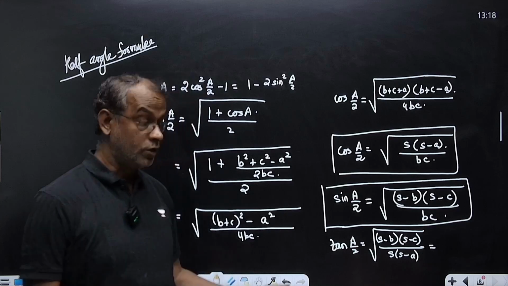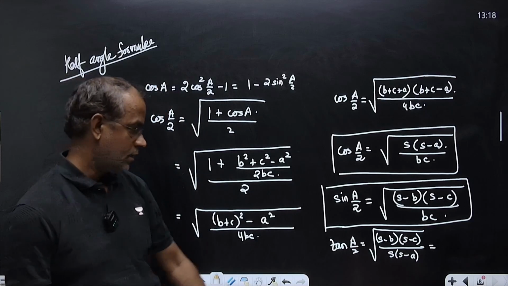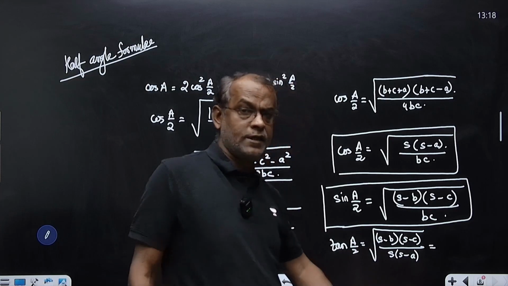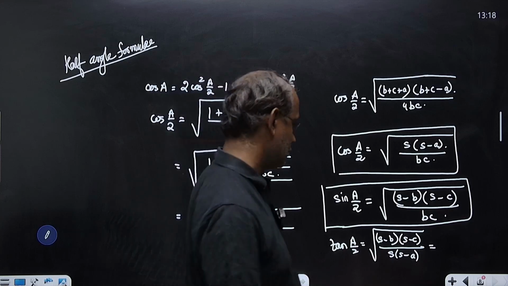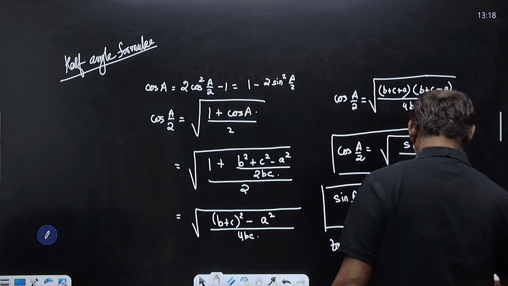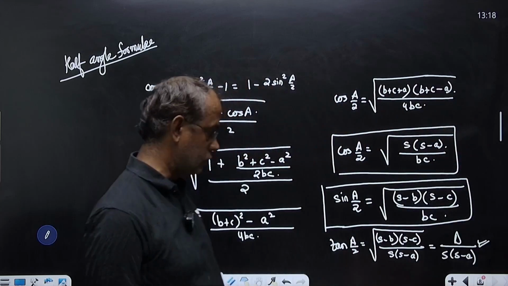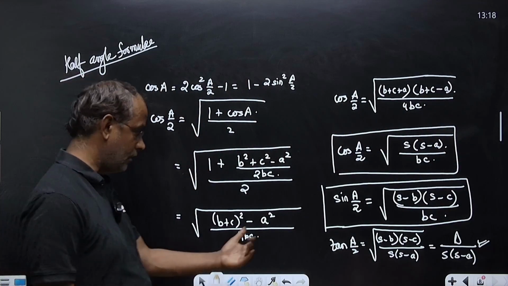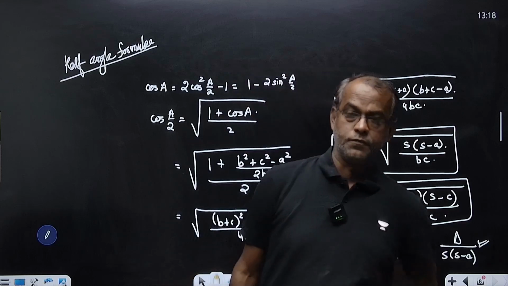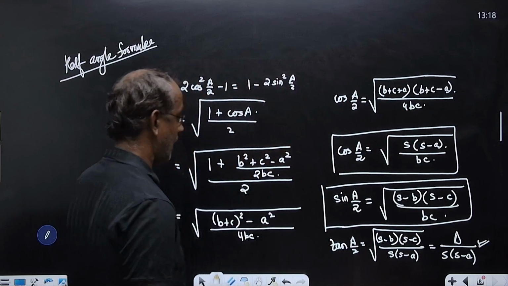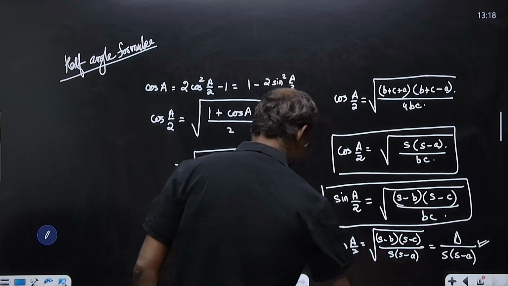And I think this would give you a good enough hint. S, S minus A, S minus B, S minus C, Heron's formula. So this is delta by S into S minus. You will see that this is more useful. And similarly for tan B by 2, tan C by 2. Tan A by 2 is delta upon S into S minus A.